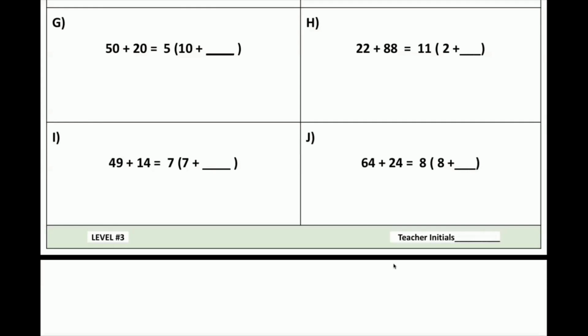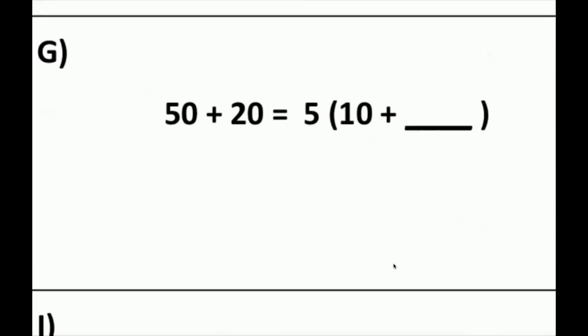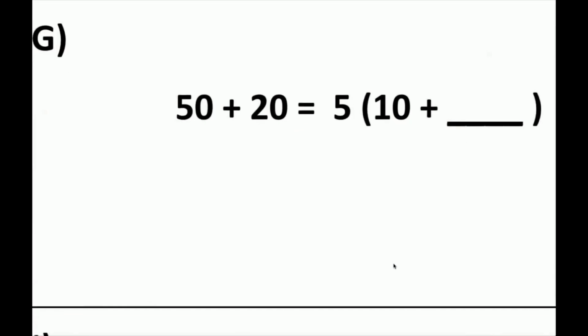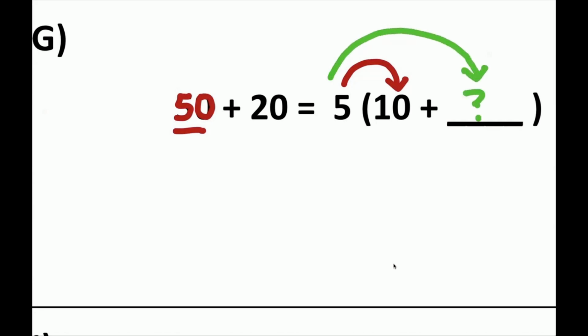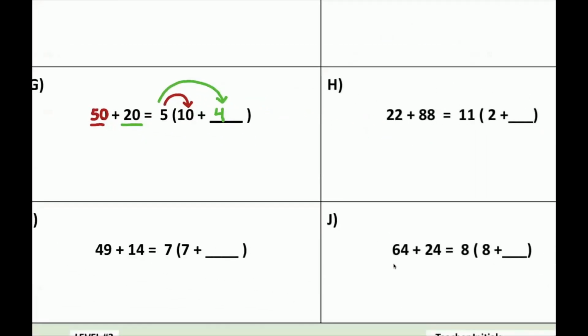Let's take a look at problem G. I'll zoom in. I know that parentheses mean multiply. So 5 times 10 is 50. And we're trying to find an equivalent number that we can multiply by 5 to get 20. So I'll ask myself, 5 times what number is 20? Well, 5 times 4 is 20. Go ahead and complete problem H, then come back to the video.